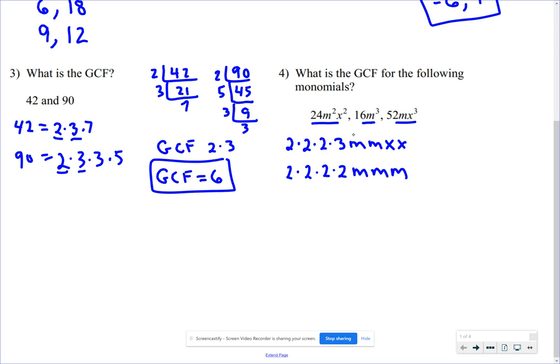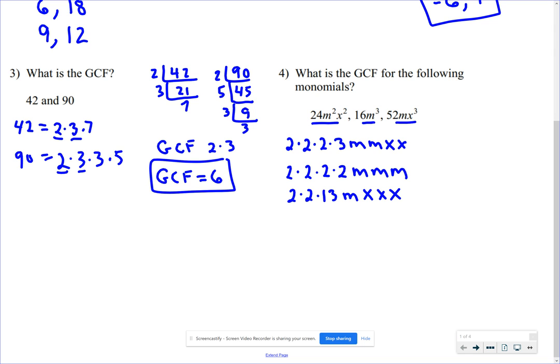Then I'm going to take the last one, my 52 m x to the third. 52 is 2 times 26, but 26 is 2 times 13. So there's my 52. Then I have a single factor of m, but I have 3 factors of x.